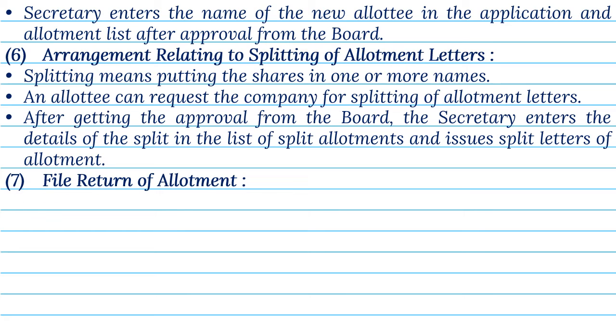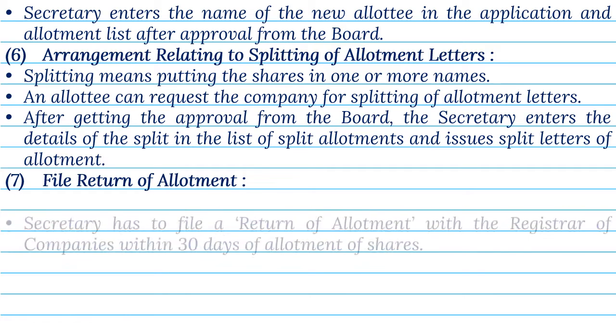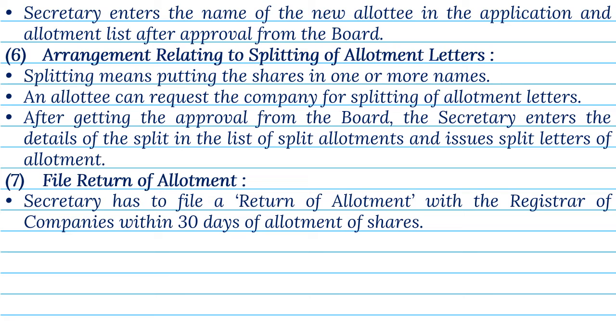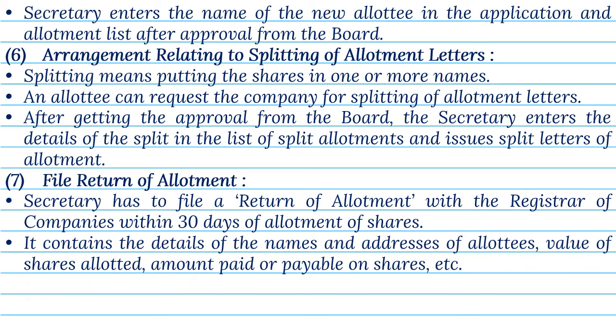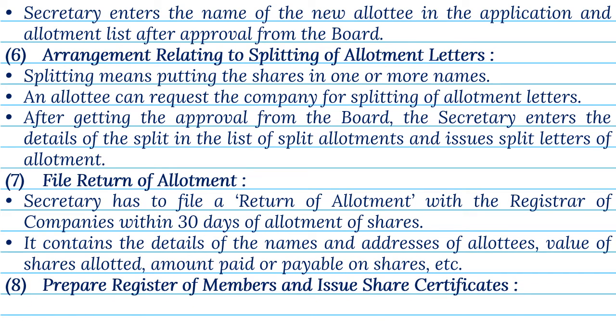7. File return of allotment. Secretary has to file a return of allotment with the Registrar of Companies within 30 days of allotment of shares. It contains the details of the names and addresses of allottees, value of shares allotted, amount paid or payable on shares, etc.